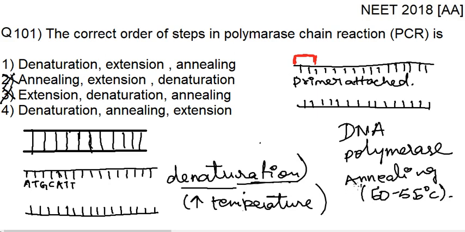So the second process is annealing, and the third process is extension, where the DNA polymerase gets attached here. This is the DNA polymerase, for example. It reads the DNA, extends it, and makes the DNA strand. So our answer is option number 4: denaturation followed by annealing followed by extension.